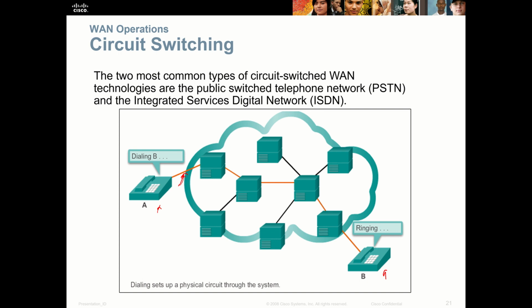The difference here is that PSTN only provides a single connection, which means that both devices cannot occupy the line at the same time. But on the contrary, with ISDN, both devices can send data simultaneously at the same time.